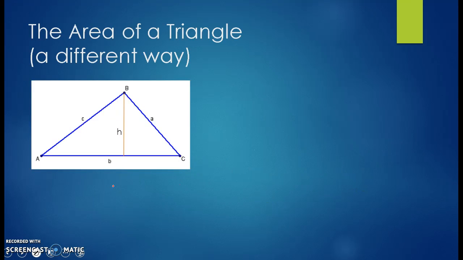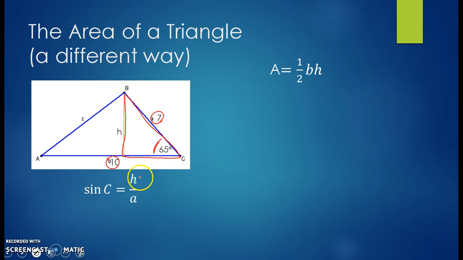We're going to develop the law of sines by looking at the area of a triangle in a different way. Suppose we know the two sides and the included angle of a triangle, and we want to find the area of the triangle. Well, we know that the area of a triangle is 1/2 the base times the height, but right now we don't know what the height is.